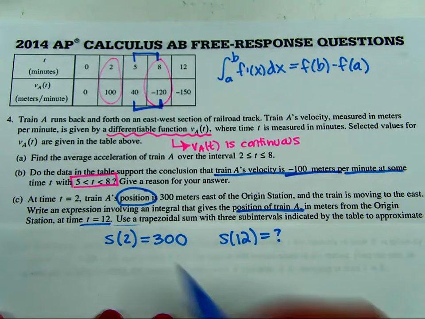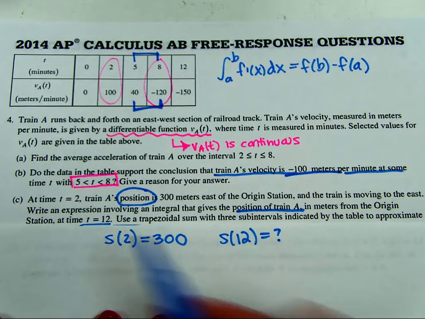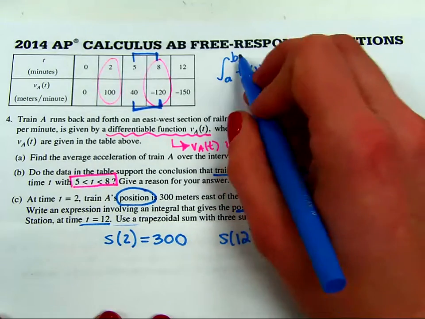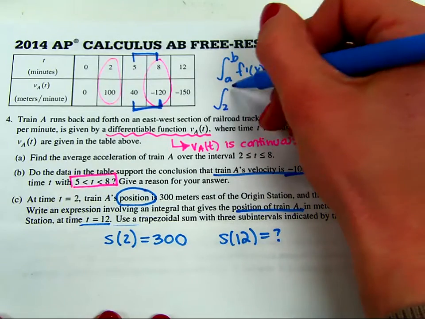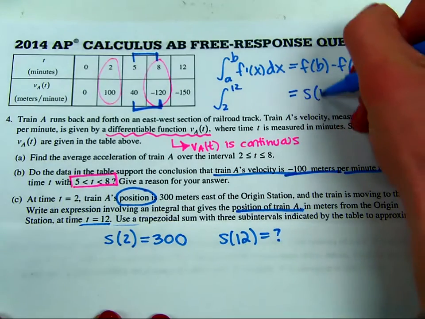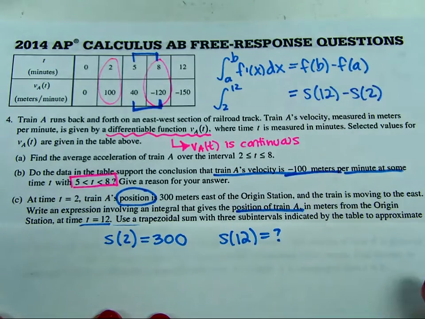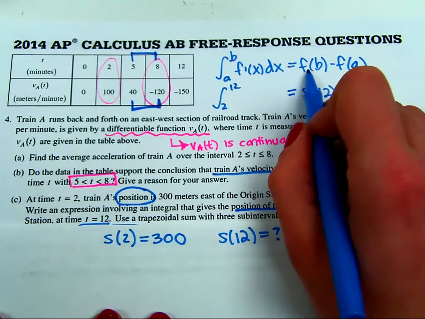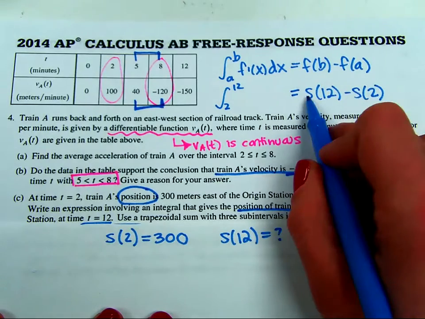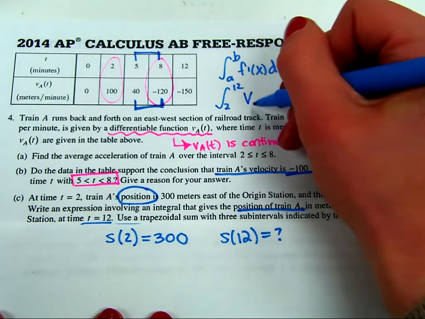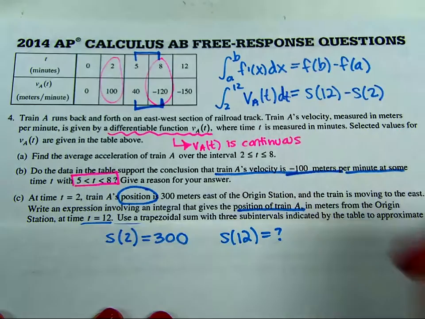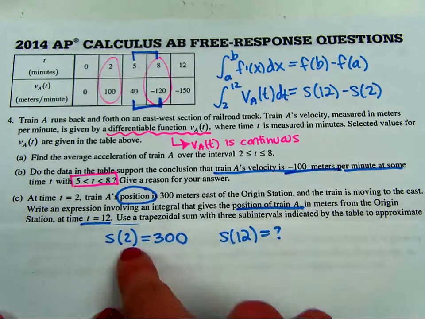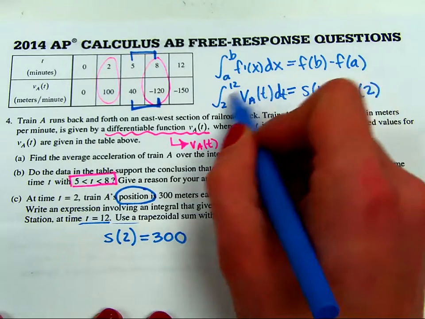These are the points on the original graph. So if we want s of 12, we have s of 2. Definitely our bounds should go from 2 to 12. Over here, we want it to be s of 12 minus s of 2. That's our setup. We need to think what function would go here. If we look at the formula, this is f, and its derivative is over here. The derivative of position is velocity. So I will put the velocity of train A over here, which is what our table gives us. We don't know s of 12. We do know s of 2. We have to figure this out, and I think the directions give us a hint.